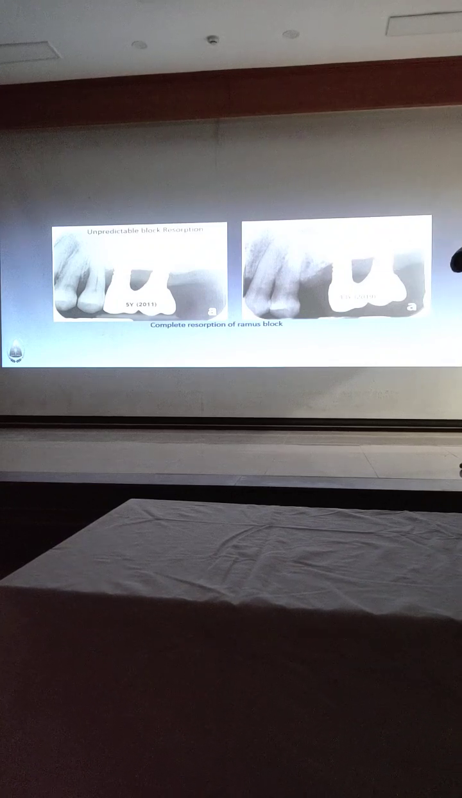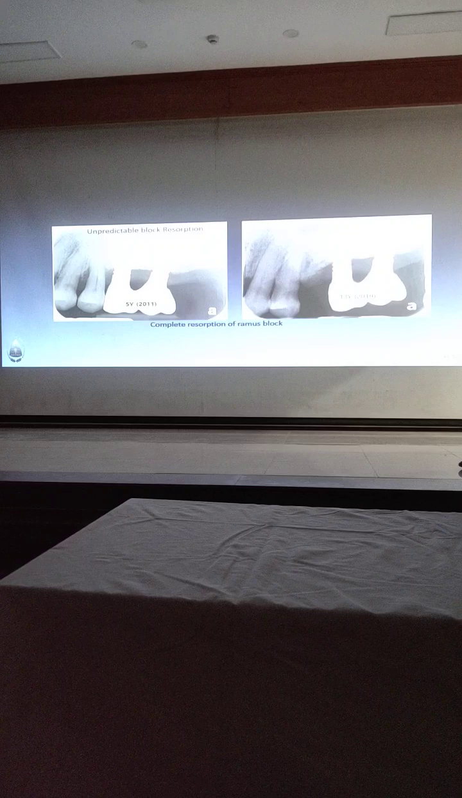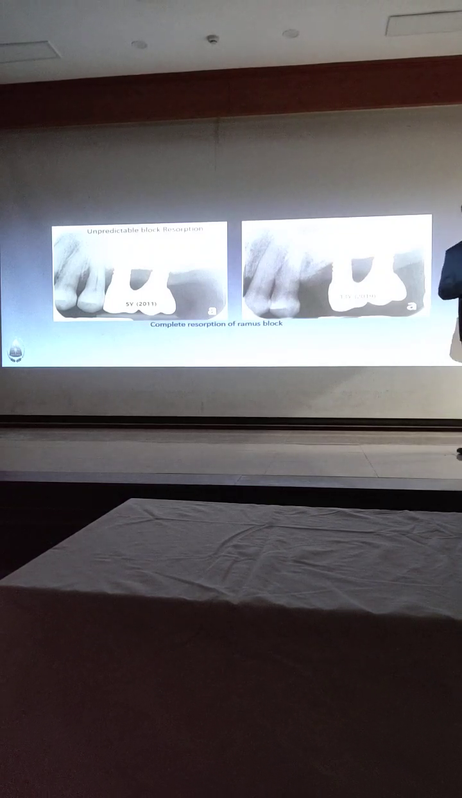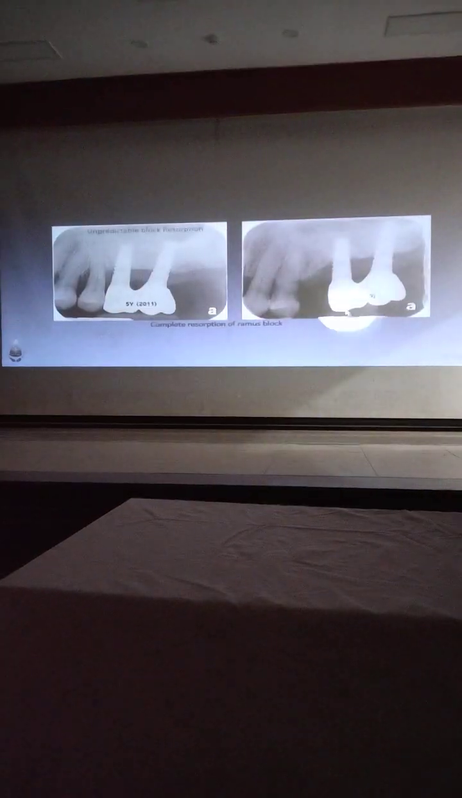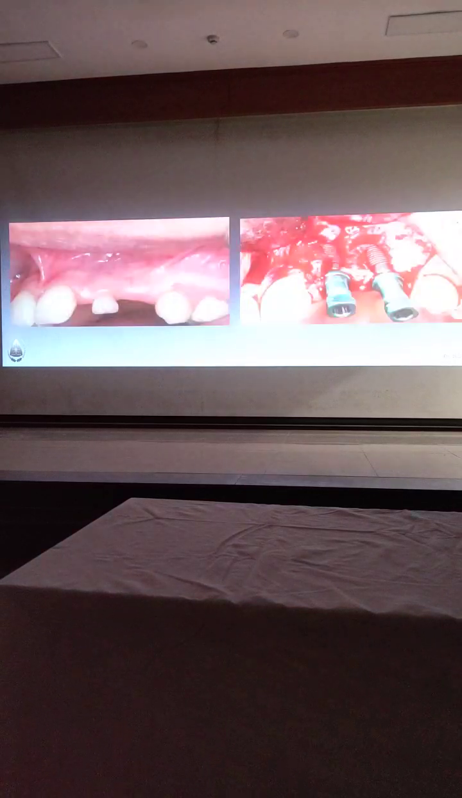Yes, so we can see sometimes the unpredictable distortion, occasionally complete distortion of the autogenous block over time. This is 17 years ago. And it is still functioning well, even though the vaginal bone is thin.